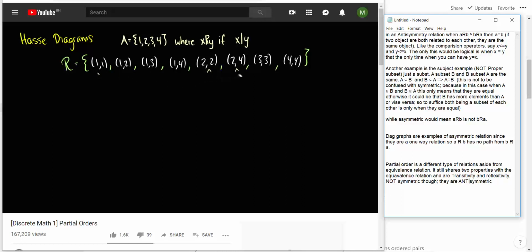So this is the relation we're going to look at. And we should probably check to see if it is a partial order. So let's take a look here. Is it reflexive?